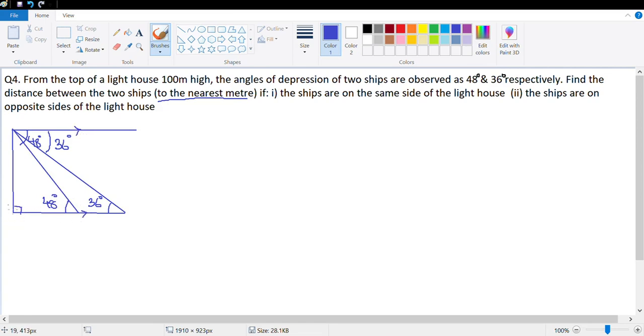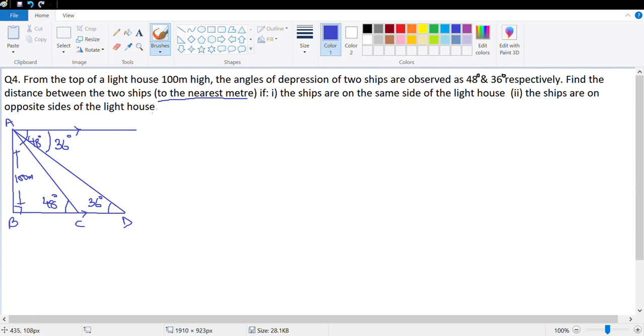Let's mark this as 90 and let's give them some names. So this is A, B, C and D. Perfect. From the top of a lighthouse which is 100-meter high, which means AB, the height of AB is 100 meter.